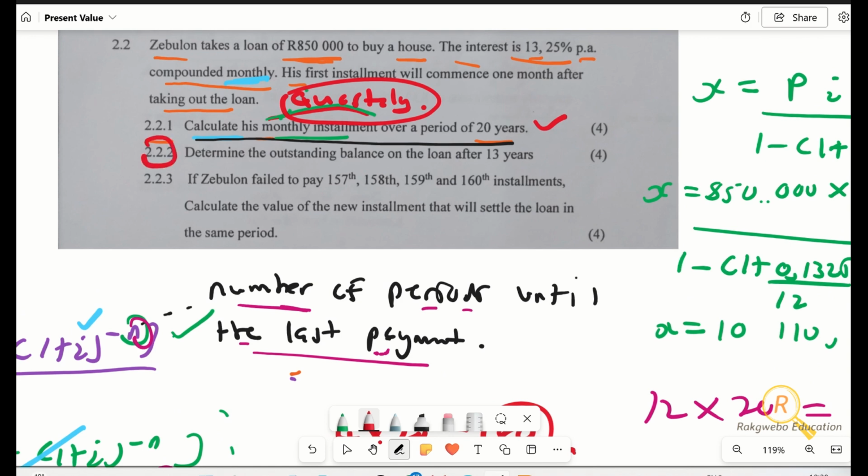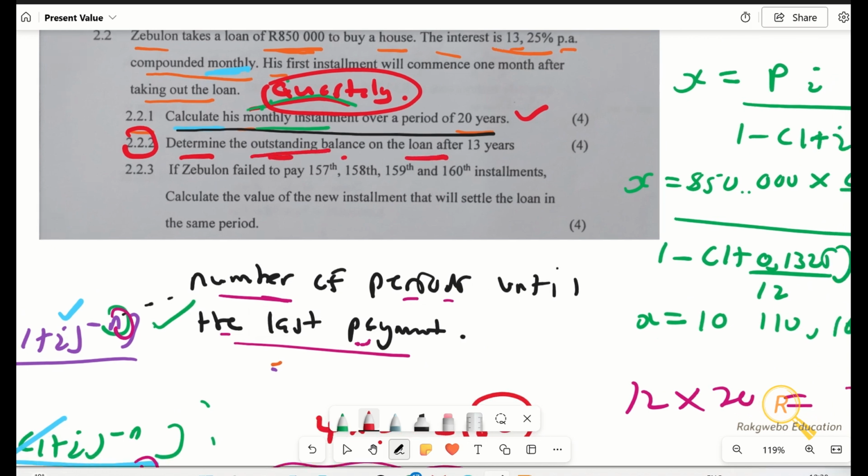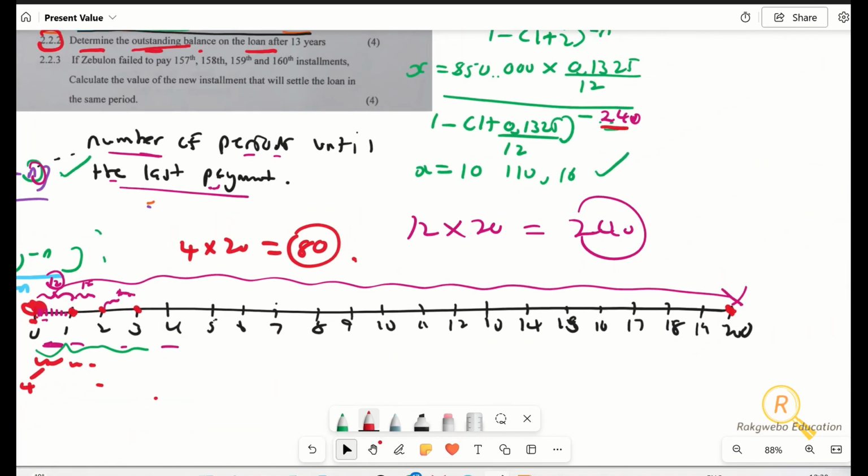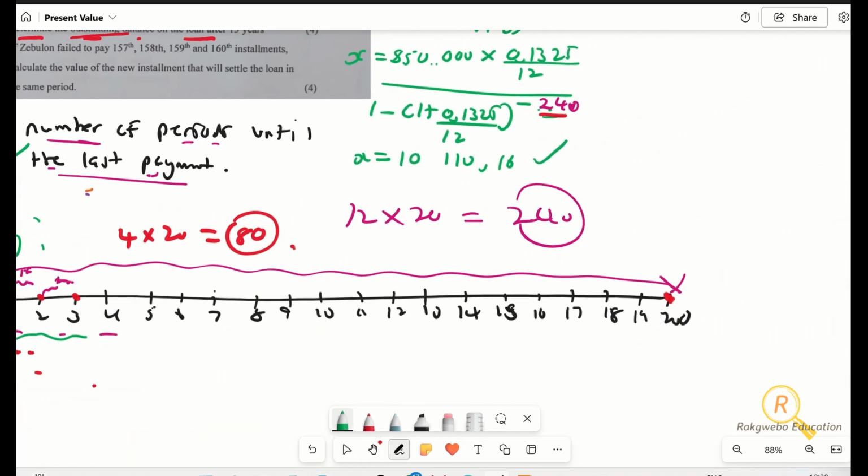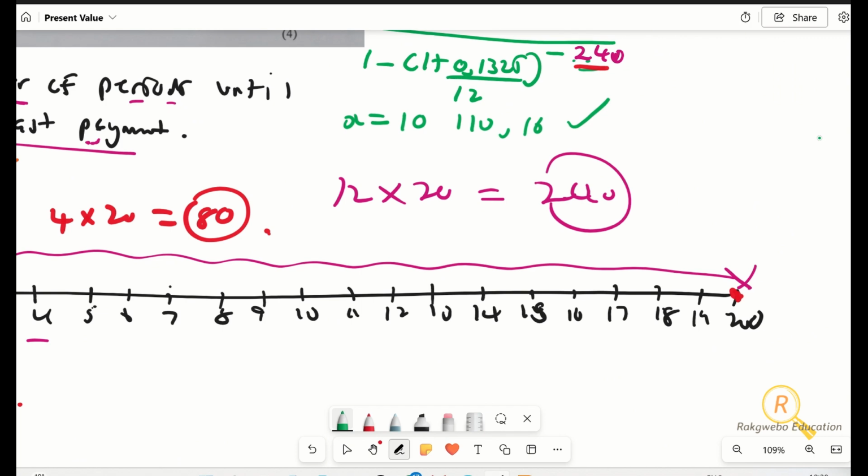Next question, 2.22. Determine the outstanding balance on the loan after 13 years. Outstanding balance on the loan after 13 years. So I'm going to go back to my timeline in years. Okay, we are at time 13 here. So they ask you what is the balance outstanding after 13 years.